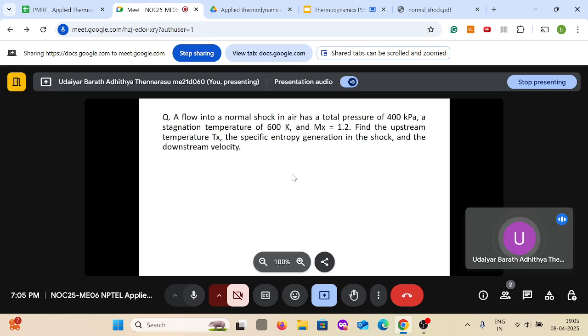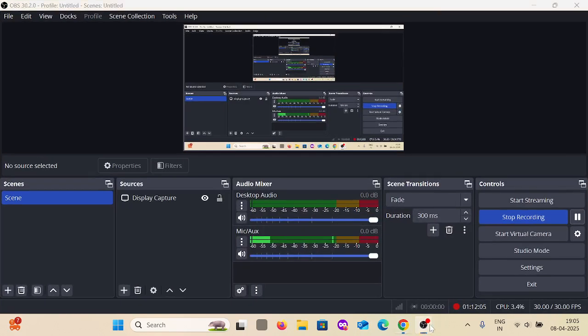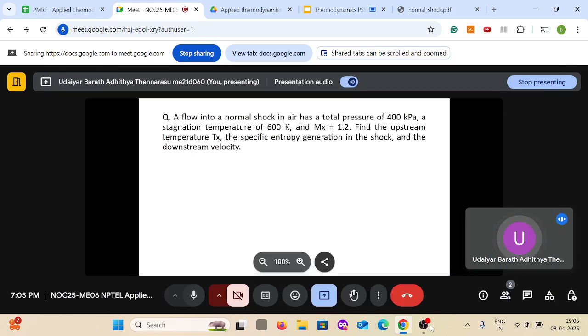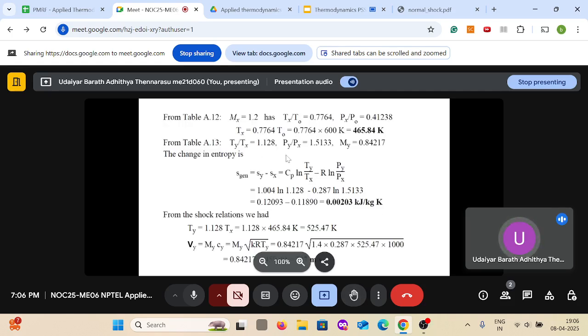So with that, the next question is, a flow into a normal shock in air has a total pressure of 400 kilopascal, a stagnation temperature of 600 Kelvin, and a Mach number of 1.2. Find the upstream temperature, the specific entropy generation in the shock, and the downstream velocity. So from this we know the Mach number is 1.2.